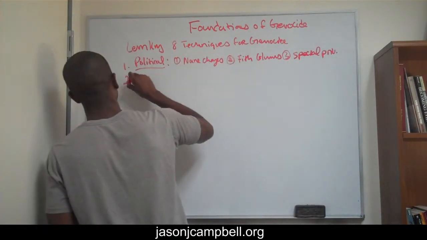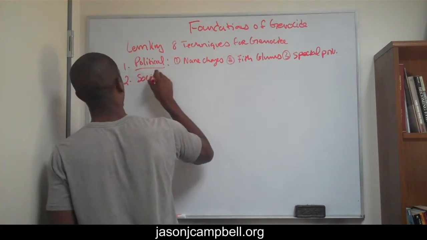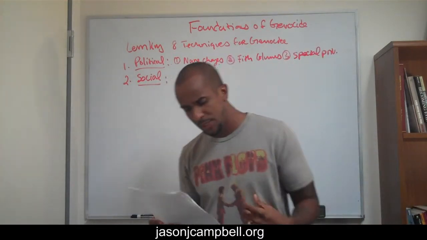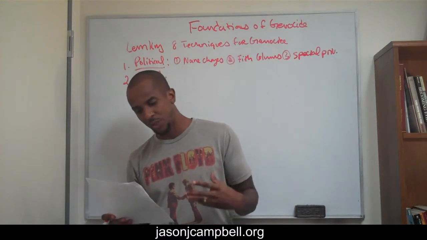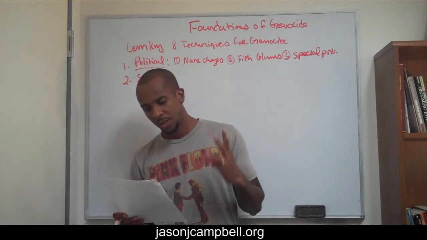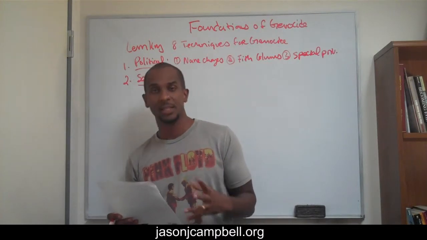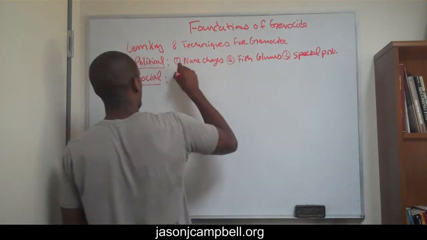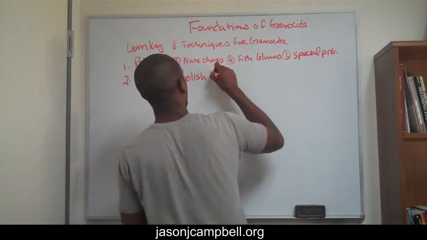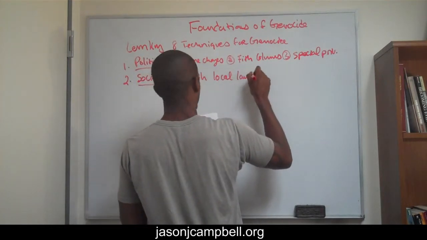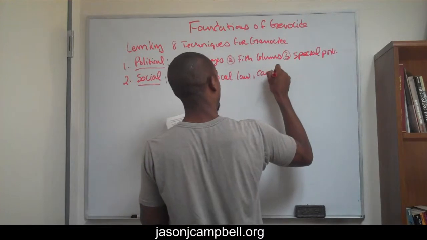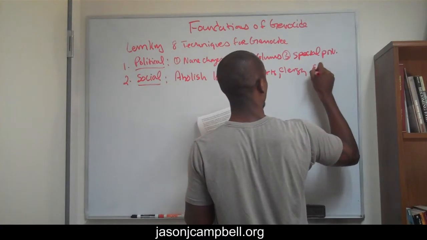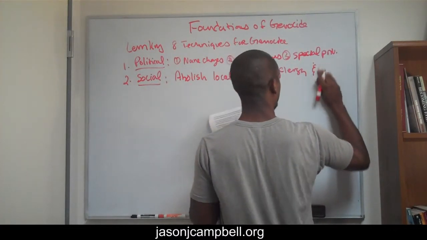All right. The second is social. With social, social is the abolition, right? The abolition of local law, courts, clerks, clergy, and the intelligentsia. Basically everybody, right? You're going to abolish local law, courts, clergy, and intelligentsia. Basically academics, I'll just put academics.